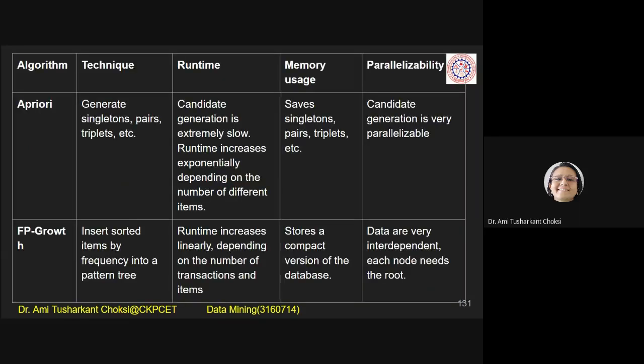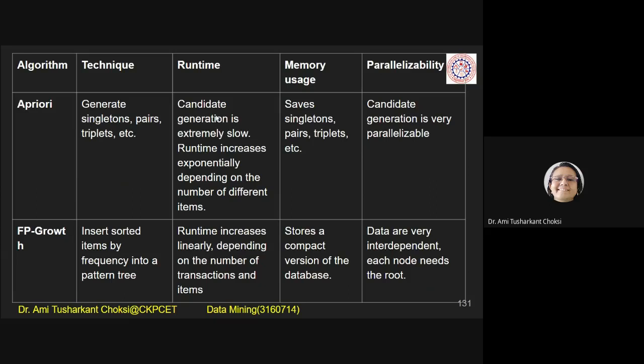So let us see the comparison, right? The Apriori algorithm, what do we say about that? It generates singletons, pairs, triplets, etc.